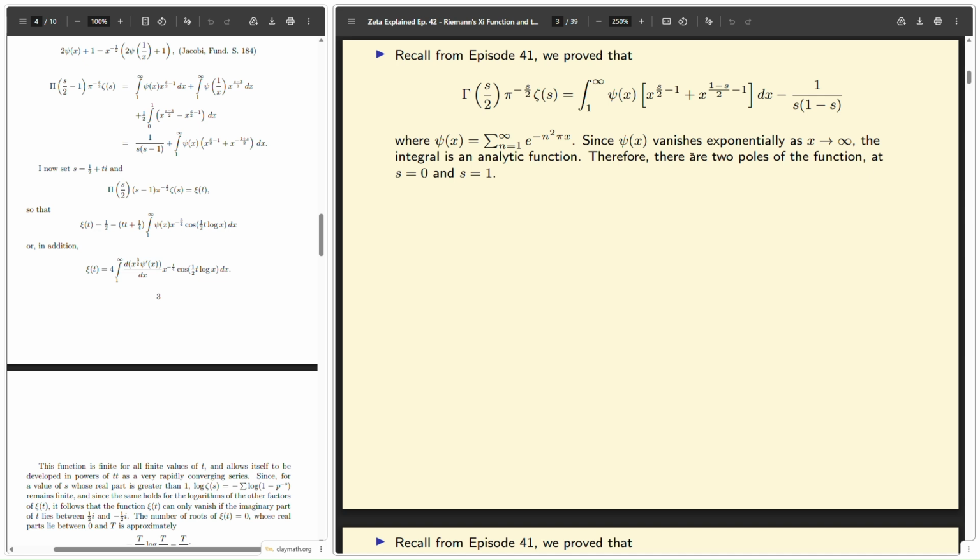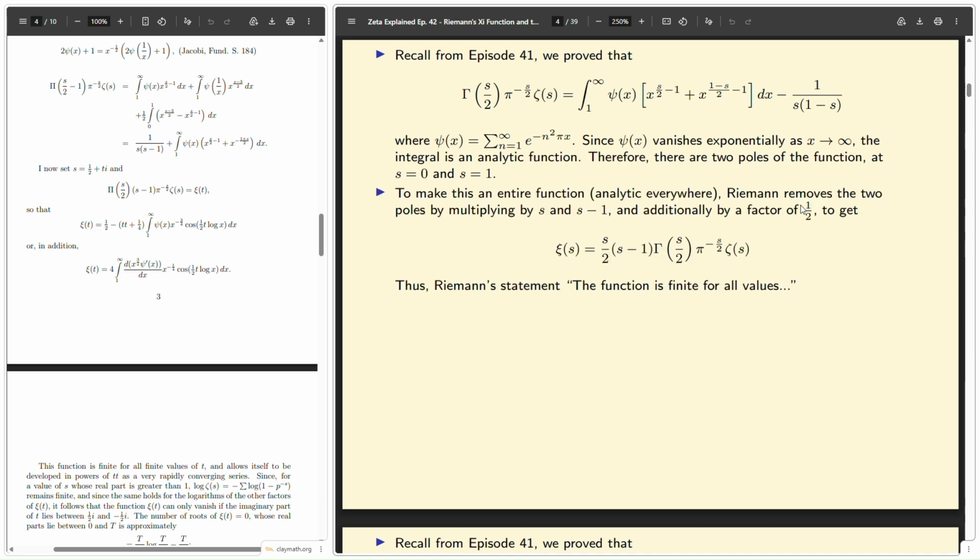So therefore, there are two poles of the function. So this part right here, this integral, is like a completely standard and normal thing that doesn't explode to infinity anywhere. But you can see that this thing right here, the 1 over s times 1 minus s, does explode to infinity, and that happens at s equals 0 and s equals 1. So if you plug in s equals 0, you get divide by 0, and plug in s equals 1, you get divide by 0. So we will then make this an entire function.